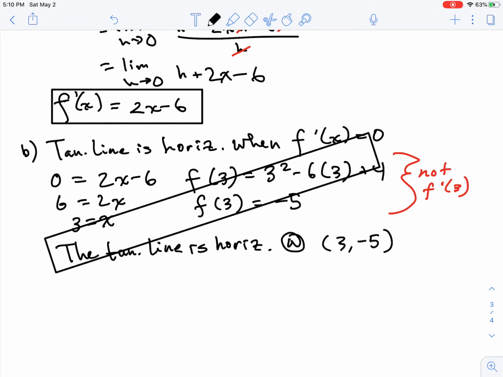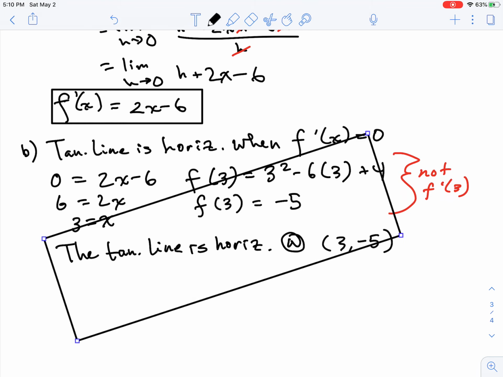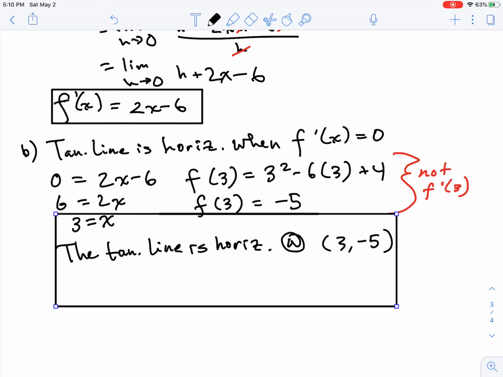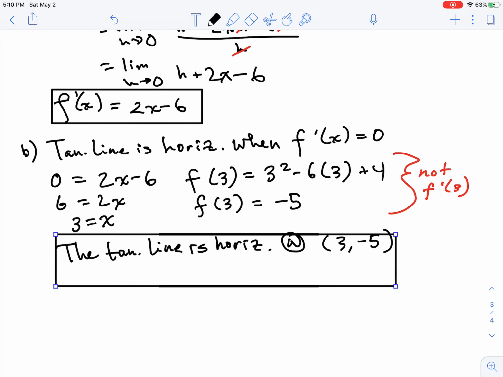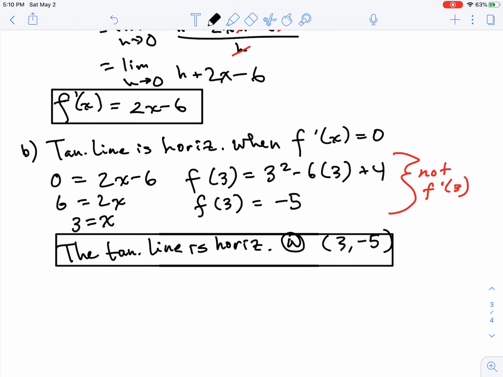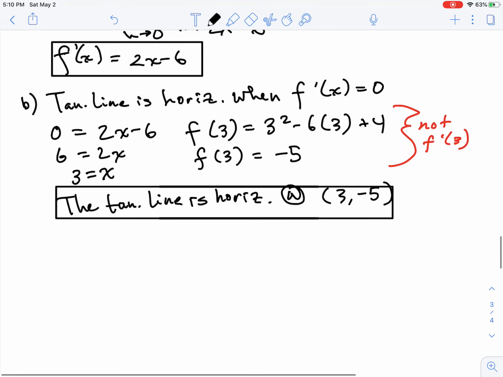Okay, so let's go ahead and box our answers. Ooh, that might be too much to ignore. Okay. Things I do for a clean box. All right, that's pretty good.